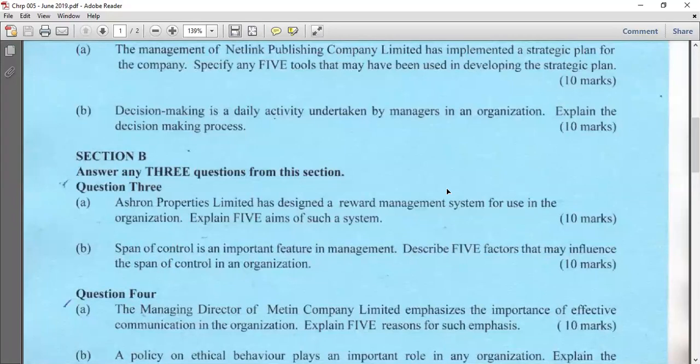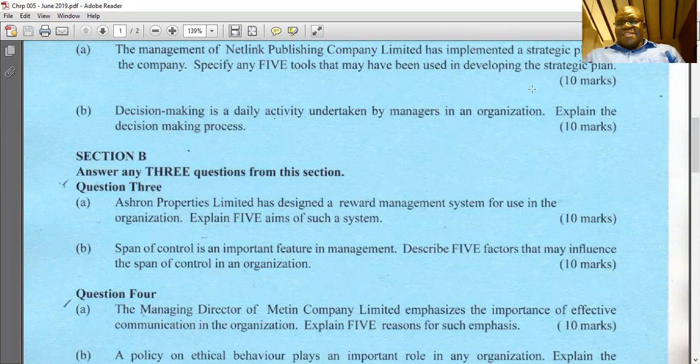Okay. Decision making is a daily activity undertaken by managers in an organization. Explain the decision making process. Read. Decision making is a daily activity undertaken by managers in an organization. Explain the decision making process.